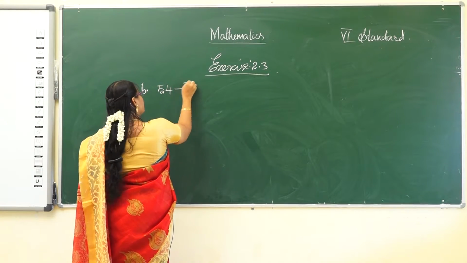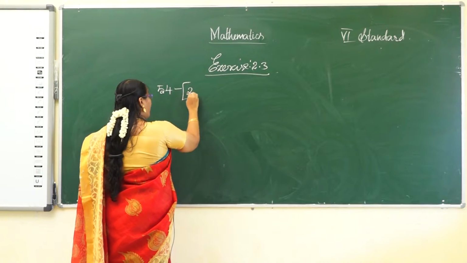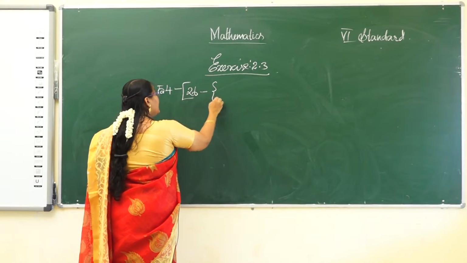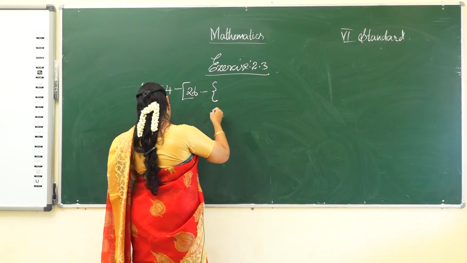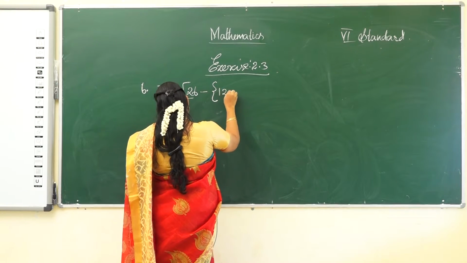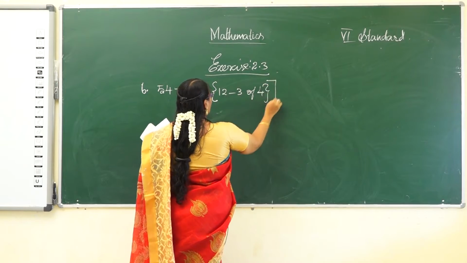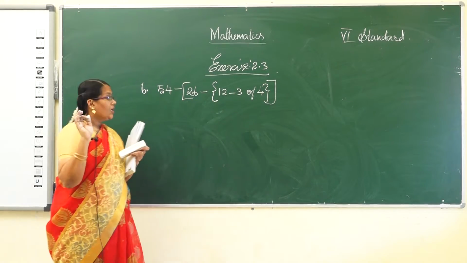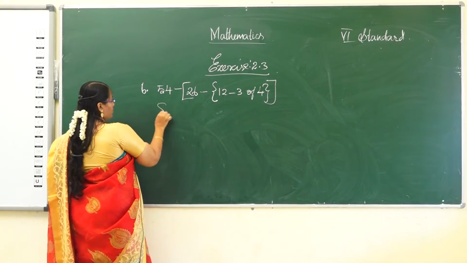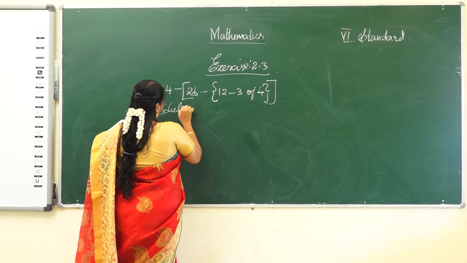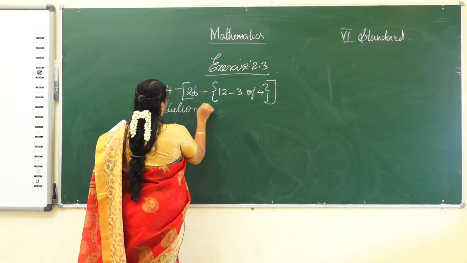54 minus the square bracket 26 minus the curly bracket 12 minus 3 of 4 is given. First we refer to the brackets. First refer to the brackets.